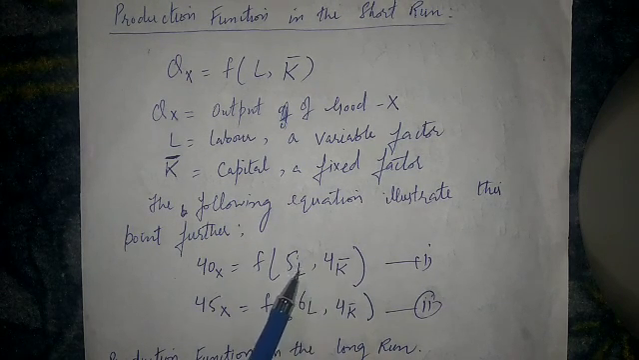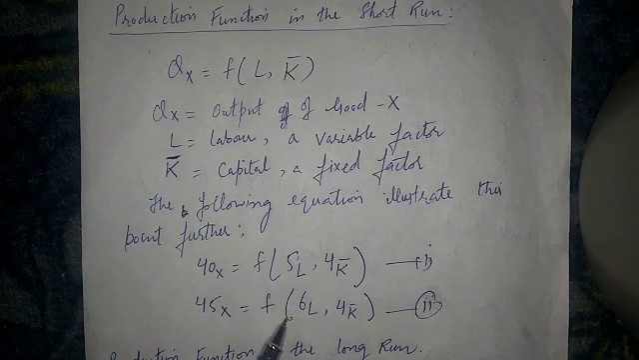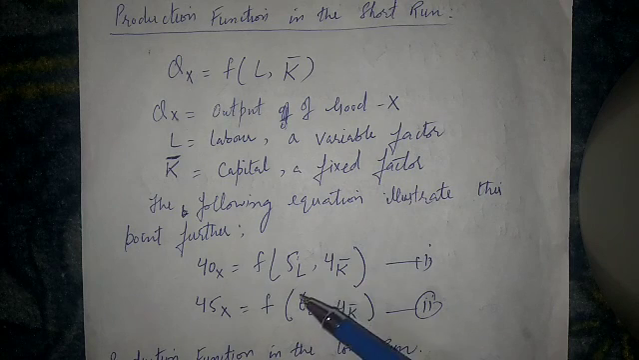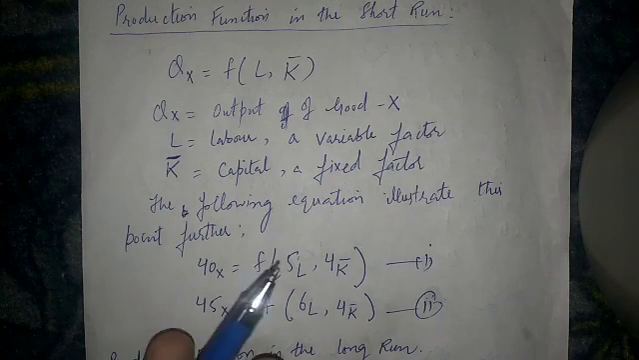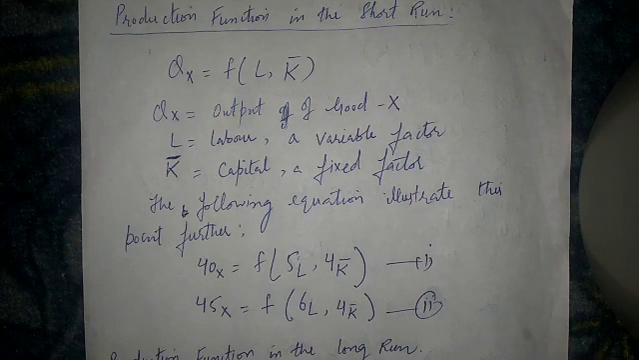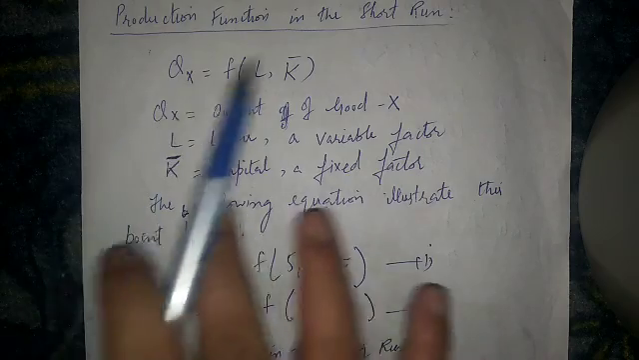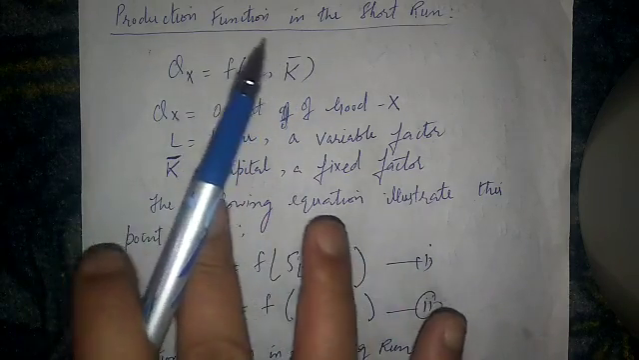Since K is constant and only labor changes, the ratio or proportion between L and K tends to change. So accordingly, short period production function is also called variable proportion type of production function. We will discuss that in next topic. So this is the production function in the short run.